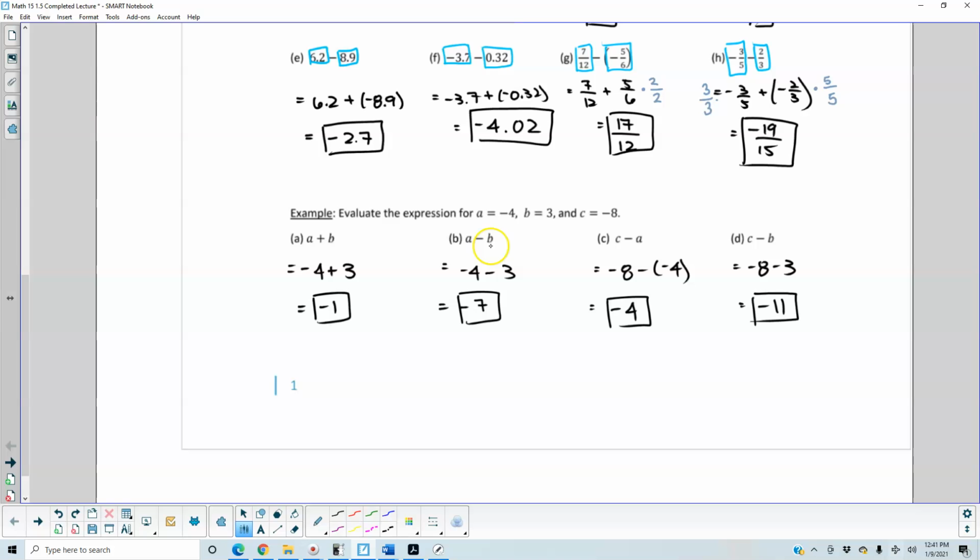Here we have A minus B. So we're plugging in A to be negative 4, minus we're plugging in B to be 3. So negative 4 minus 3 gives you negative 7.